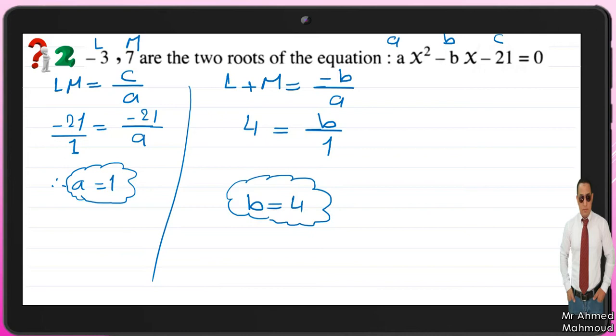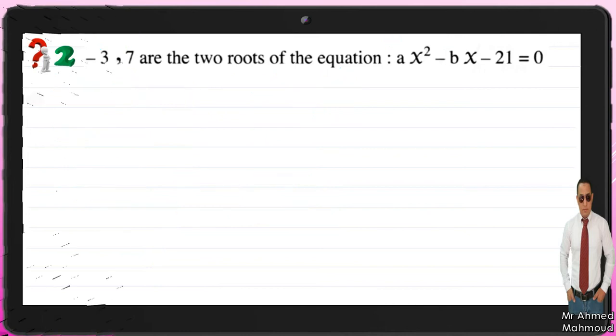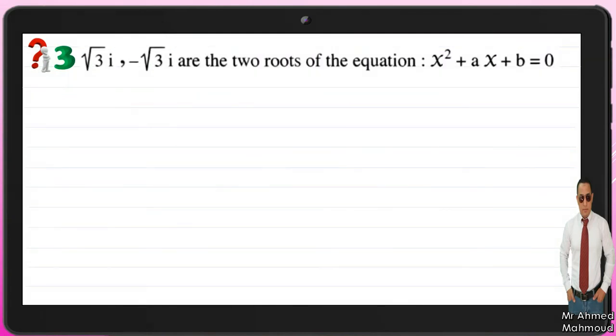Okay, now number 3. Root 3i and negative root 3i are the two roots of the equation. Okay, here a equals 1, b equals a, c equals b.